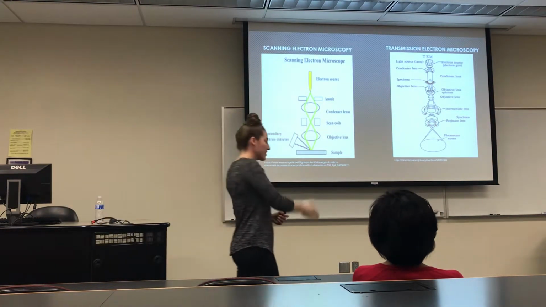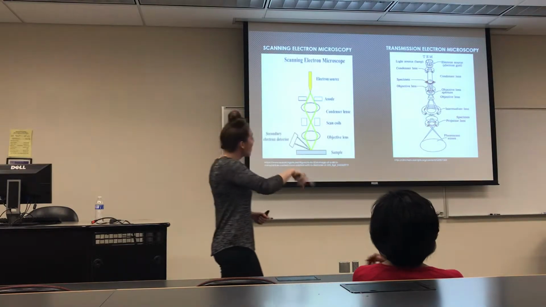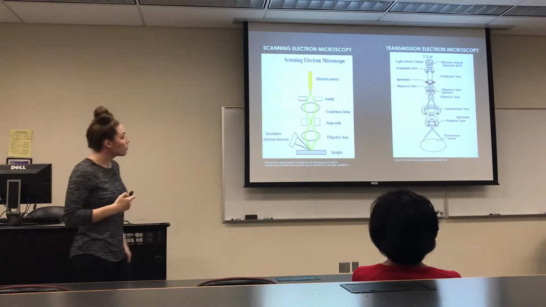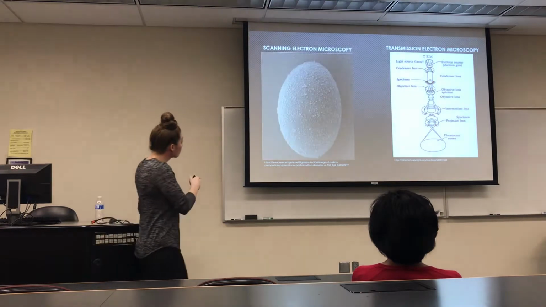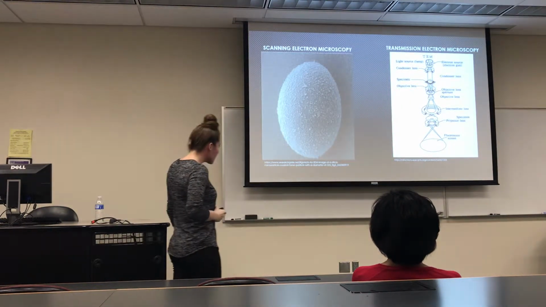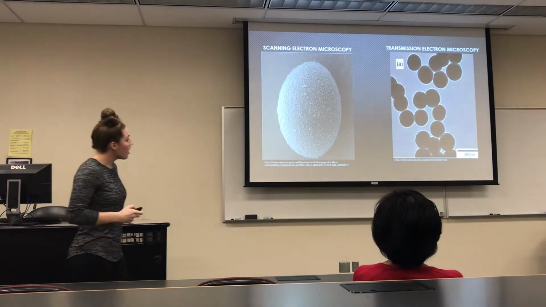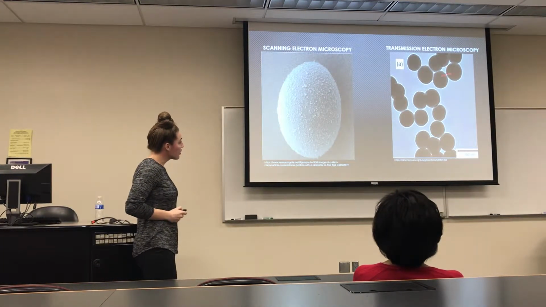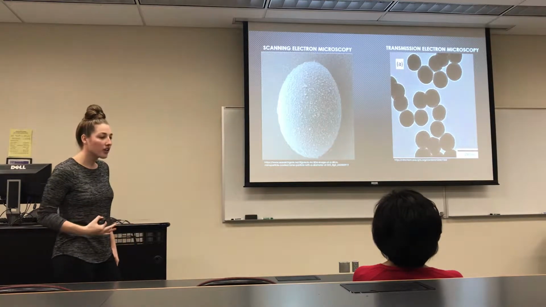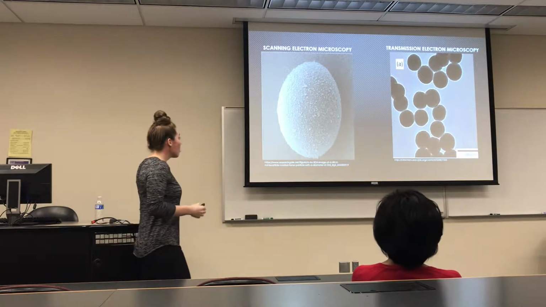So if I were to cut the silica in half, we can see the outer layers, but we can also see what's going on inside. For example, this would be a common image that we might see of a silica nanoparticle from our scanning electron microscopy, and this is what a transmission electron microscopy image would look like of those silica nanoparticles.